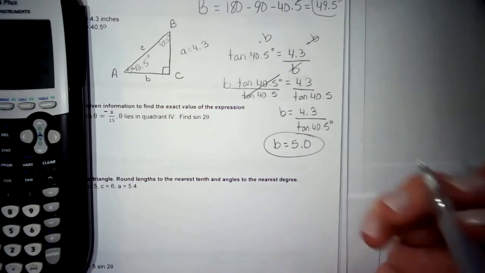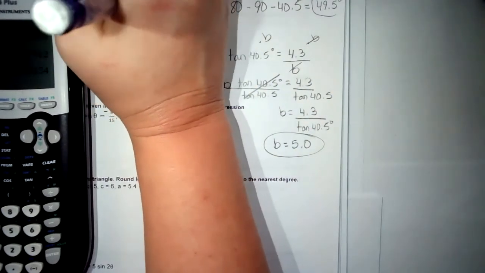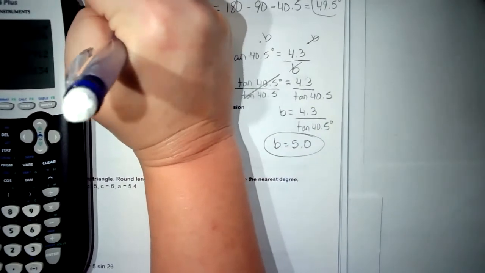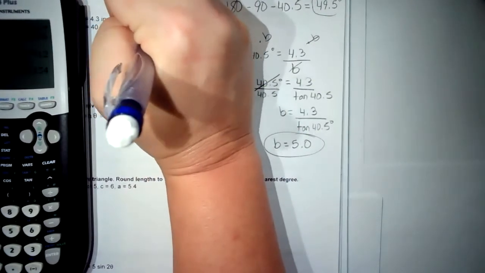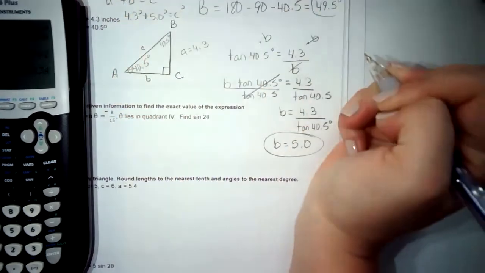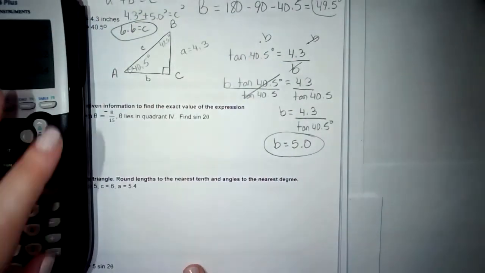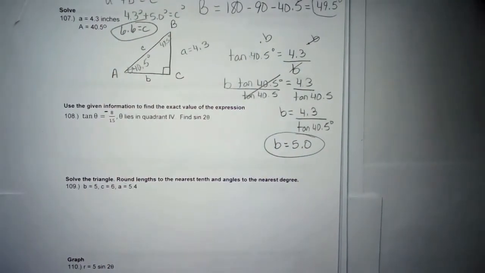And then once I have B, I can do A squared plus B squared equals C squared, and I can find my hypotenuse. So I can do 4.3 squared plus 5.0 squared equals C squared, and I came up with 6.6 equals C. So you have a lot of choices. You don't have to do it the way that I did. You can do it any way you want to. But the point is, you can use all your trig functions if you want to, or you can stick with law of sines and it'll work. It always works.